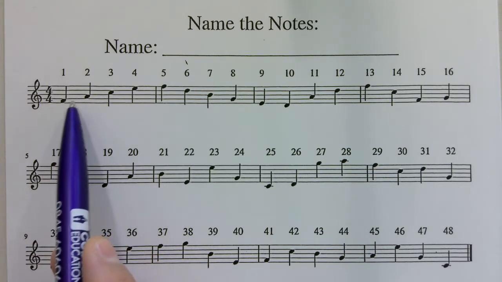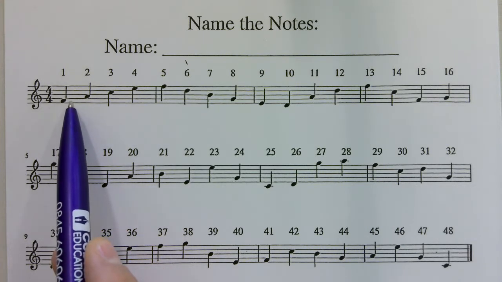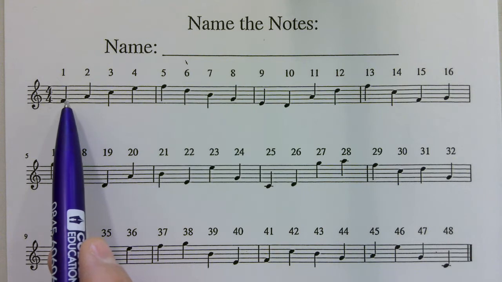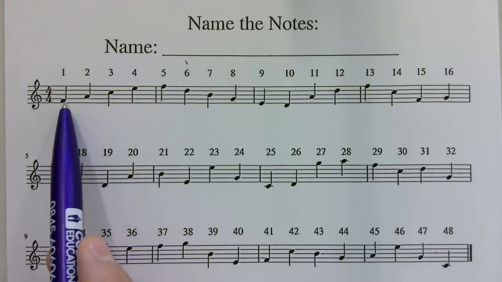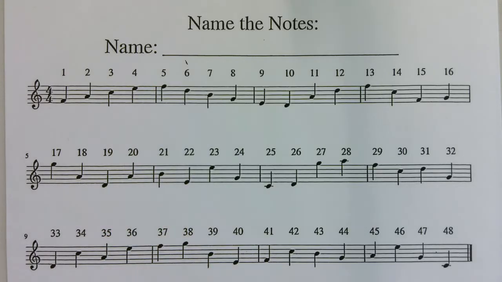Let's start with spaces because these first four notes are in spaces. What's the word we need to remember? Face. Very good. So we go from the bottom space to the top space. F, A, C, E. So that's how we work that out.